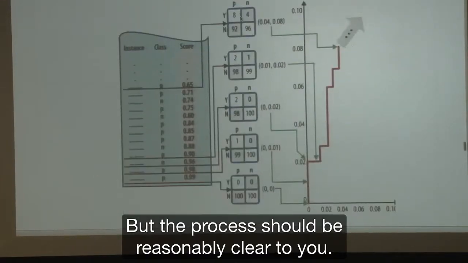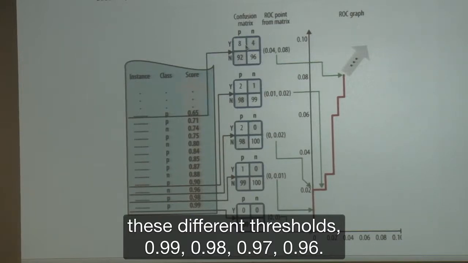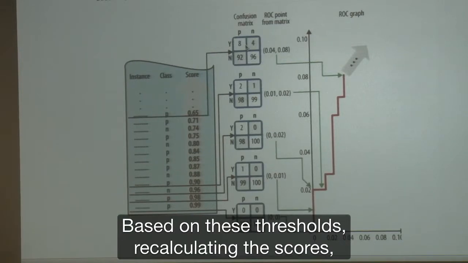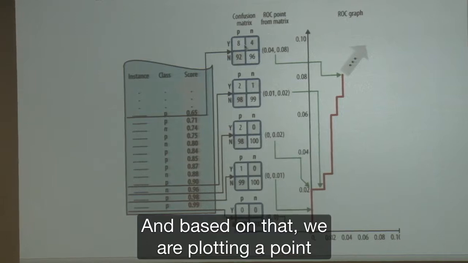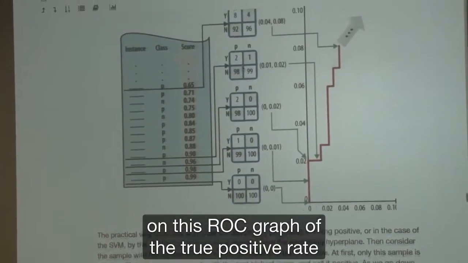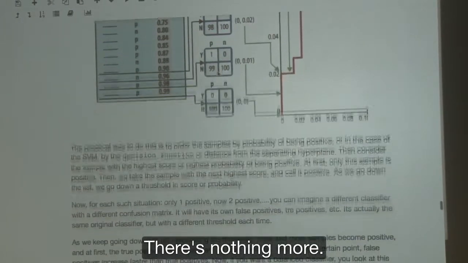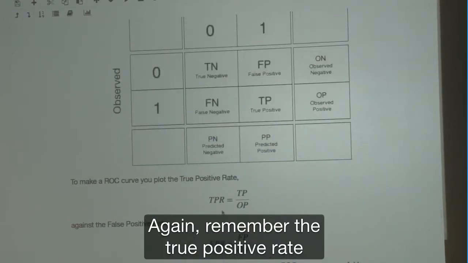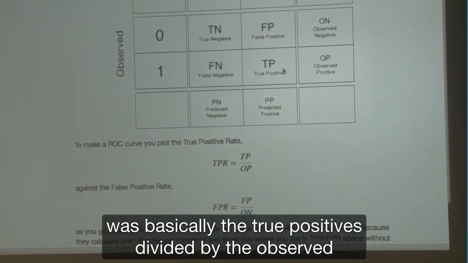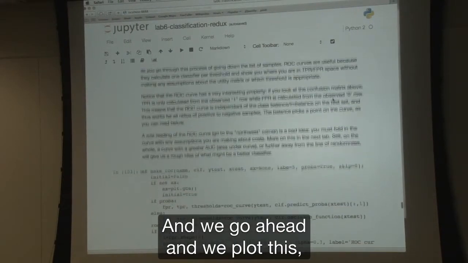But the process should be reasonably clear to you. What we're doing is that we are setting these different thresholds: 0.99, 0.98, 0.97, 0.96. Based on these thresholds, we're calculating the scores, the accuracies. And based on that, we're plotting a point on this ROC graph of the true positive rate and the false positive rate. That's all there is to it. There's nothing more. Okay. Again, here's the confusion matrix. Remember the true positive rate was the true positives divided by the observed positives, and the false positive rate was the false positives divided by the observed negatives.